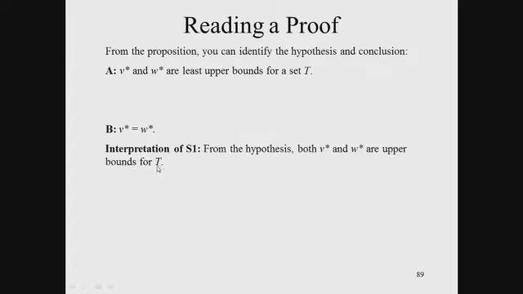Okay, let's look at what the author wrote in the first sentence. From the hypothesis, both V star and W star are upper bounds. When you see the words "from the hypothesis," in terms of proof techniques, can somebody tell me what you think is going on here? This is a forward step.